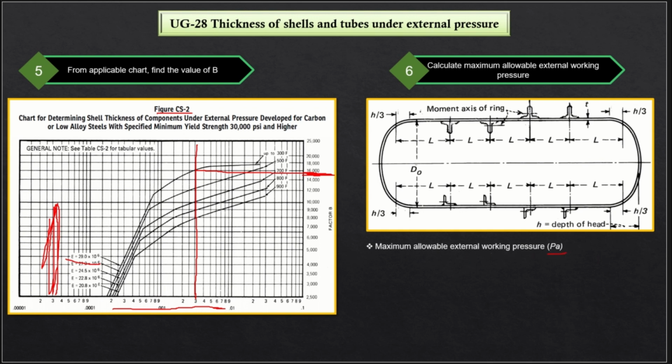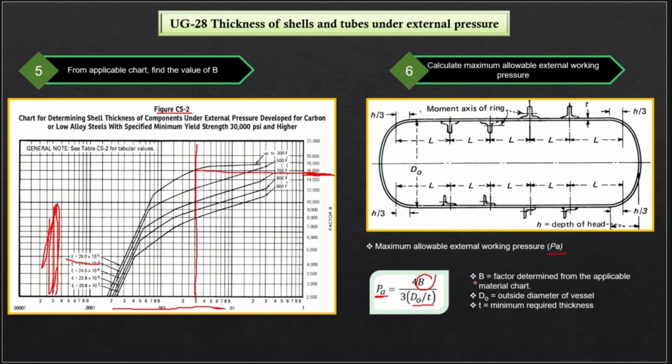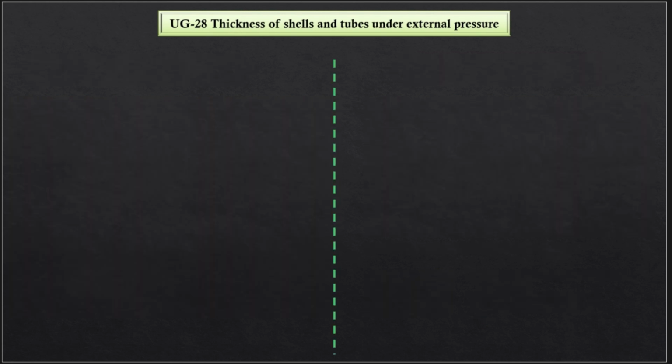It is denoted as PA. So PA equals 4B divided by 3 into D naught by T. We already found the D naught by T, and we already know the B value, that is 16,000. So it is easy to calculate PA now. This is how we calculate the maximum allowable external pressure. B is the factor, D naught is the outside diameter, T is the thickness.